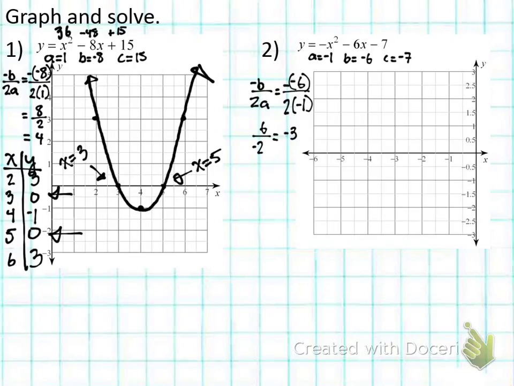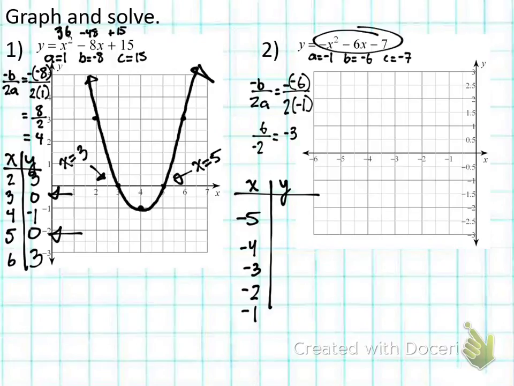That is where our vertex is going to be, so I'm going to write an xy table. I'm going to put negative 3 in. I'm going to pick 2 bigger numbers, which is negative 2 and negative 1, and 2 smaller numbers, negative 4 and negative 5. Starting with my vertex, negative 3, I'm going to plug it into my original formula. Look up here carefully, please. Negative 3 squared is 9, but we have this negative sign I'm going to bring up, so we have negative 9. Then negative 3 times negative 6 is positive 18, minus 7. Negative 9 plus 18 is positive 9. 9 minus 7 is 2.